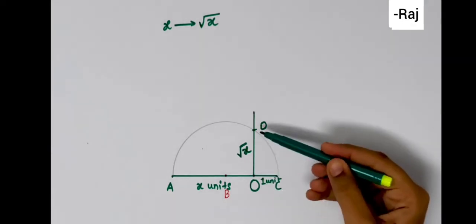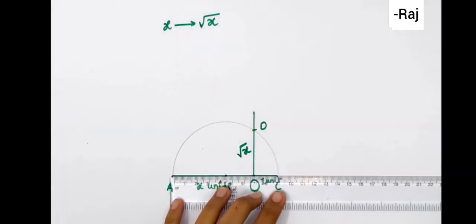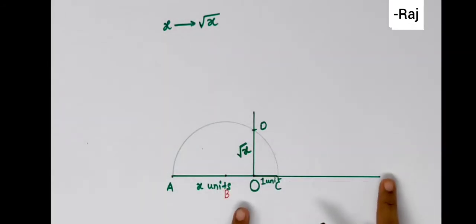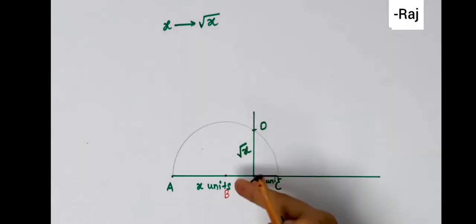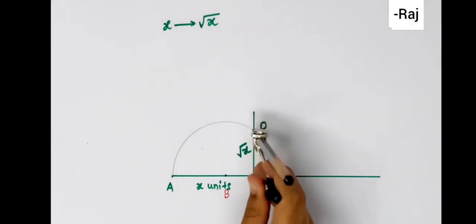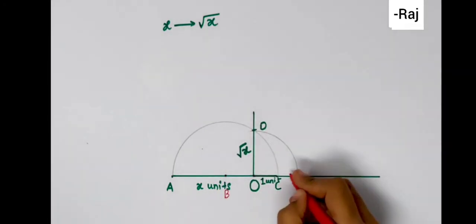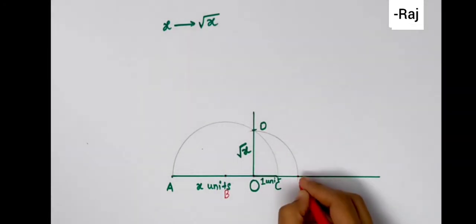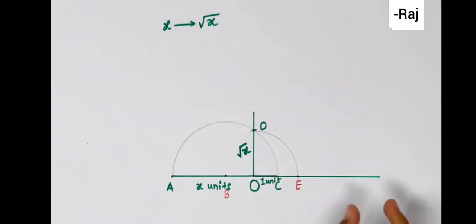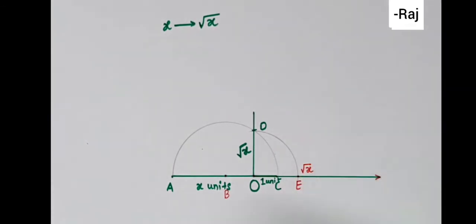Now that we have the square root of x, let's transfer this length to the number line. Since O is the origin, we can extend this number line further. To find the length of the square root of x on the number line, we can cut an arc with OD as the radius. For that again we can use the compass, place the point on O, measure the radius OD and cut the arc. The point where the arc cuts the number line, let us mark as E, and OE is nothing but the square root of x on the number line.